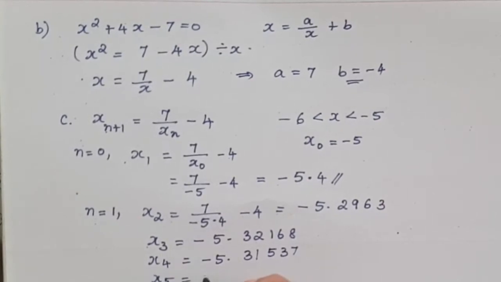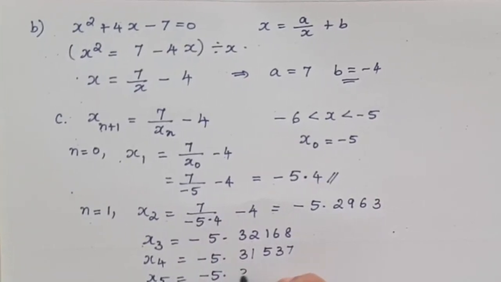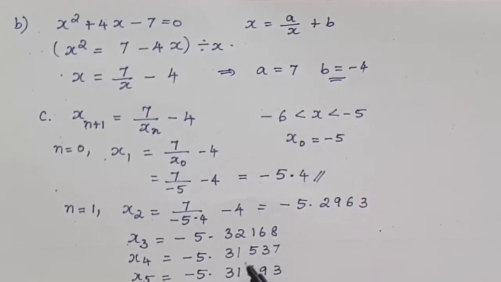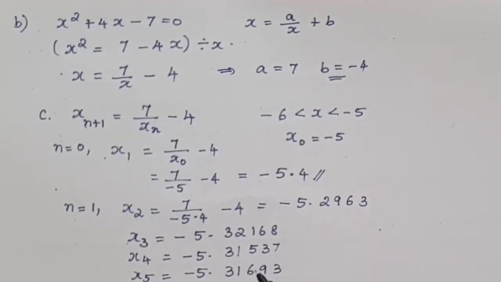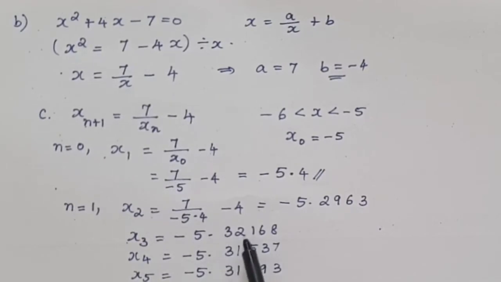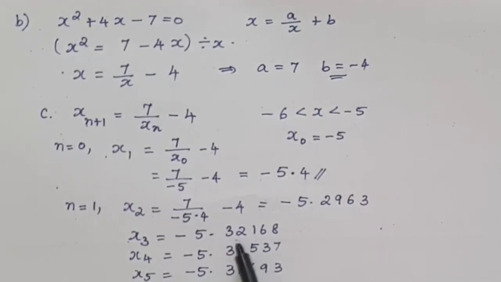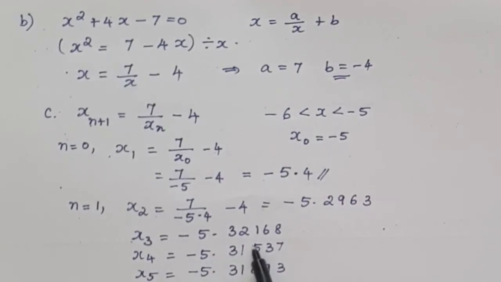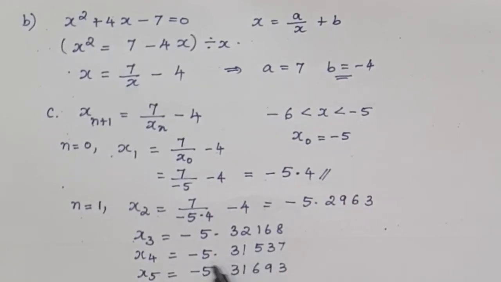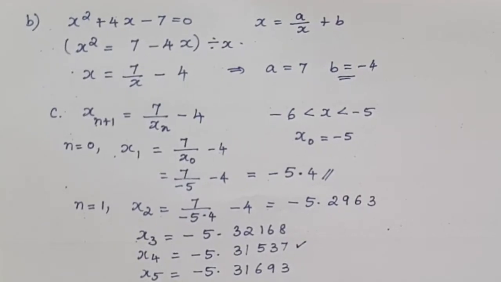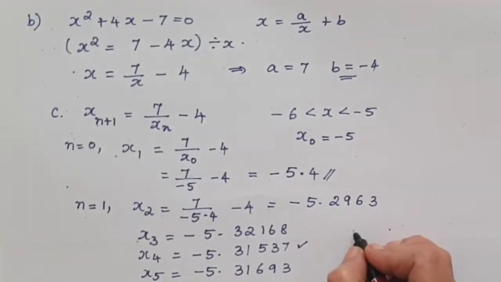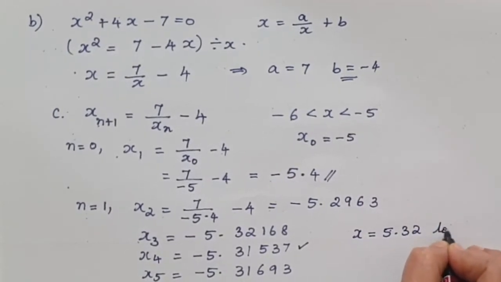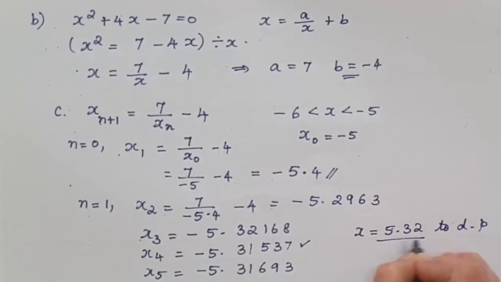Then x5 will be equal to minus 5.31693. So when you take over here, we are getting our answers correct to 2 decimal places. So when we take over here, we are 5.32. And here also the same way. When we round up, this also comes as 5.32. So it is enough if we stop over here itself. So our value for x will be equal to 5.32, correct to 2 decimal places.